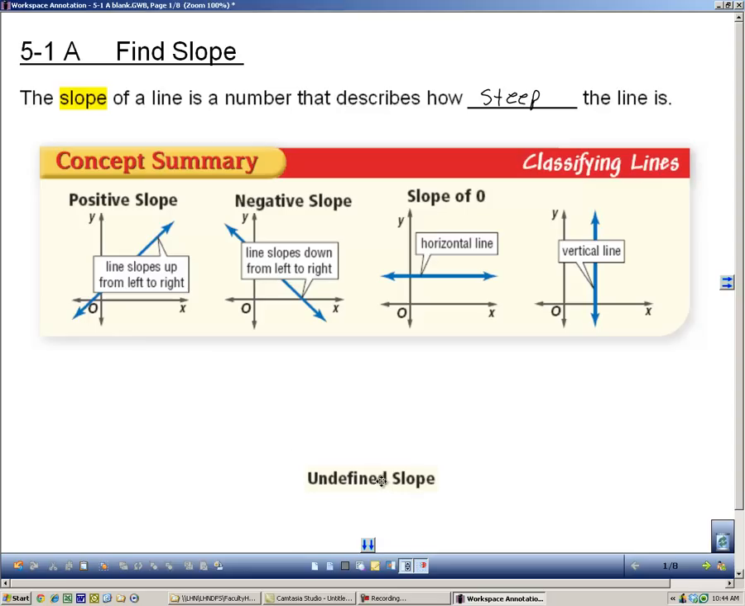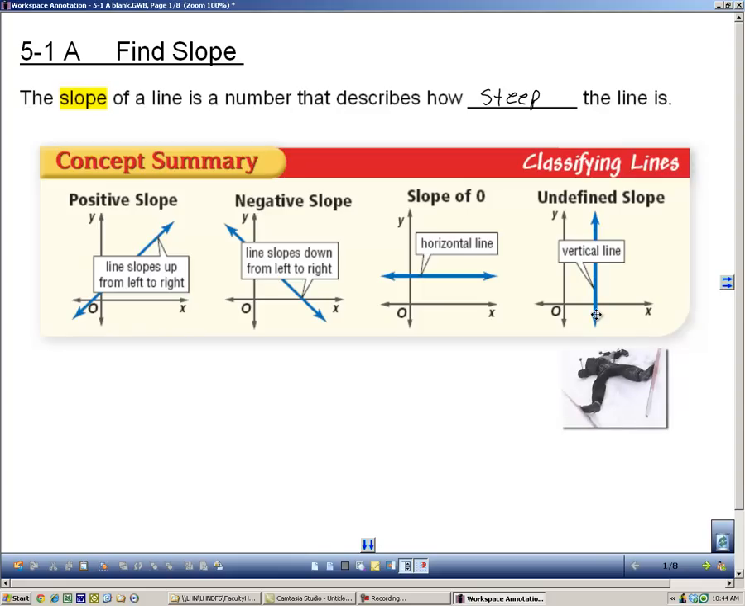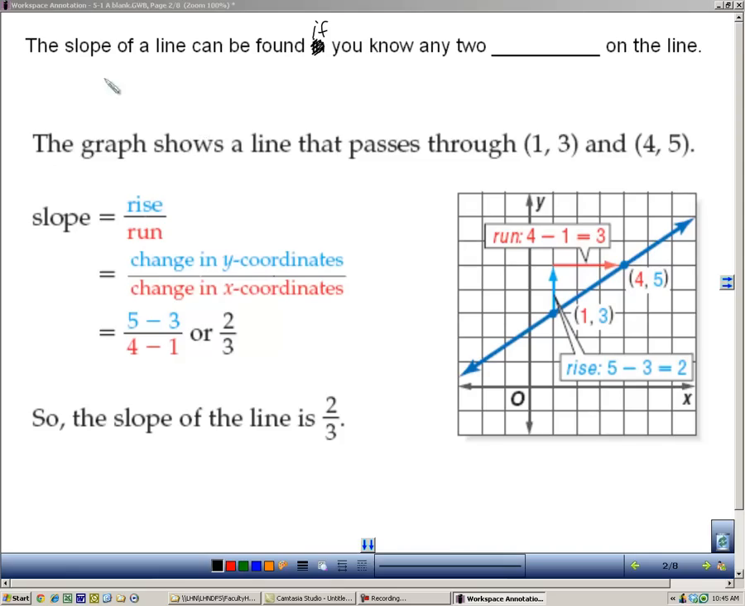Leaving us with a vertical line, which has an undefined slope. You'll see why that's undefined a little bit later, but right now the way I remember it is if I try to ski on this line, my body will be undefined, and therefore a vertical line has an undefined slope. Now you can find the slope of a line if you know any 2 points that are on the line, and we're going to show you how to do that in a couple different ways.